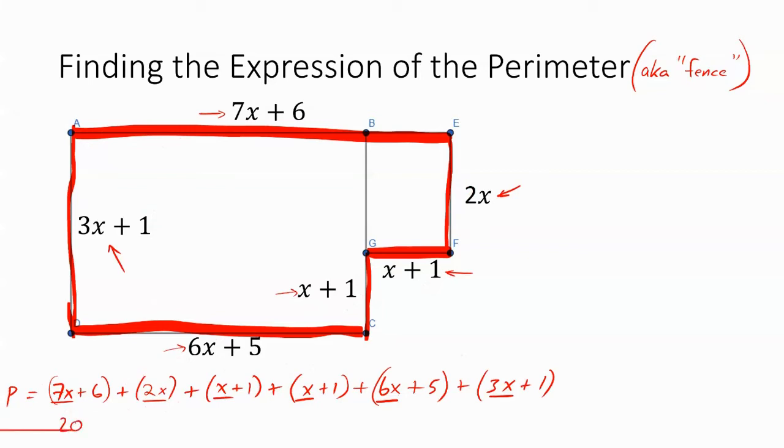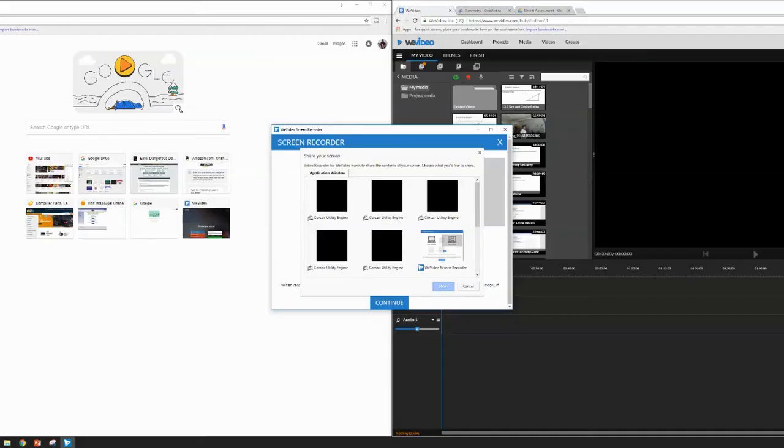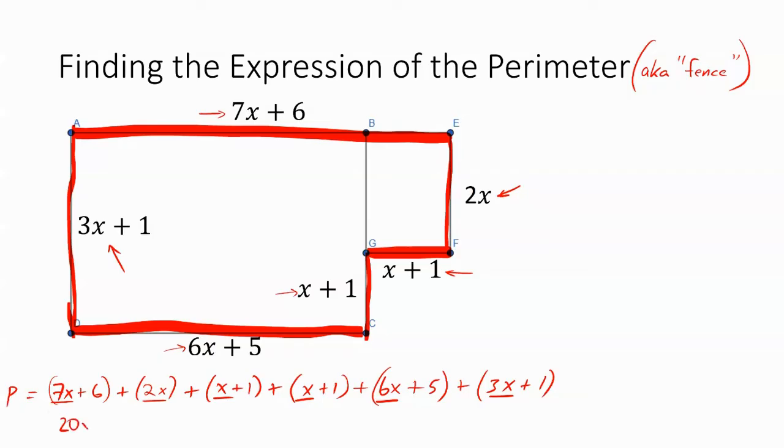And don't forget, we're combining the x terms. So our result is 20x. Now, let's deal with our constant terms. So 6 plus 1 plus another 1, so we're at 8 so far. Plus 5 should give us 13. And then plus this last one right here, so that's 14. So our perimeter is best represented by this expression right here.